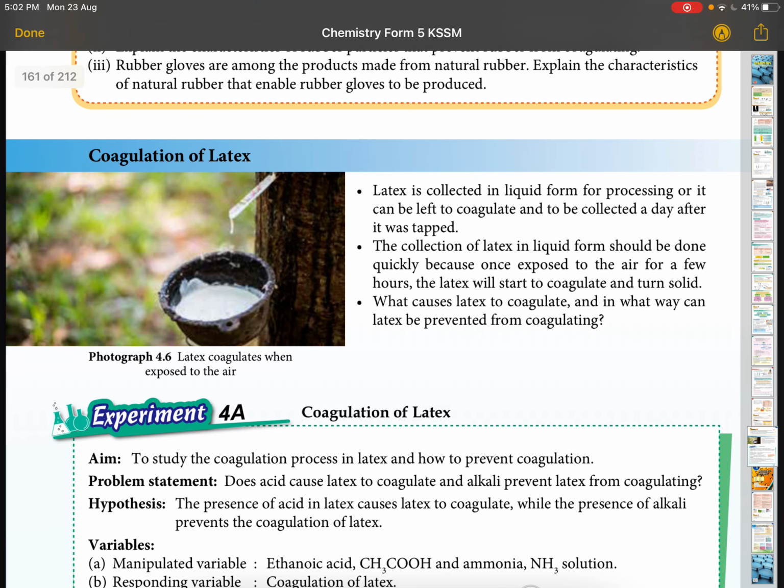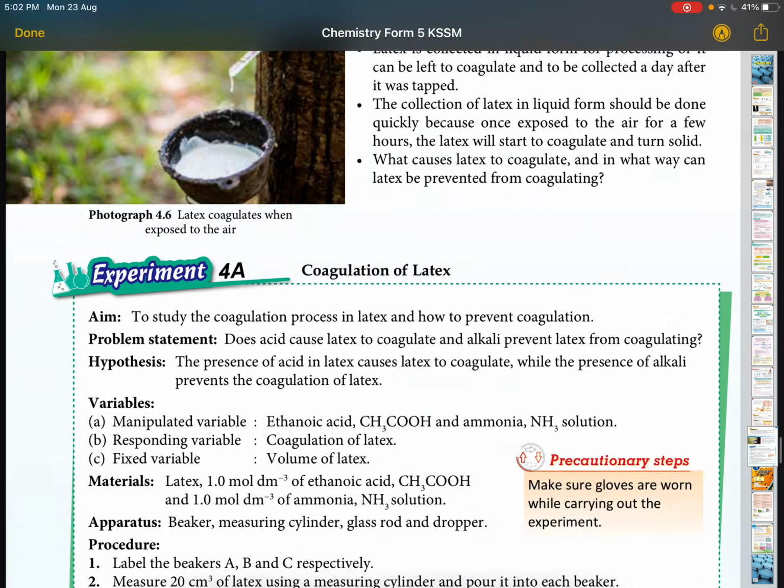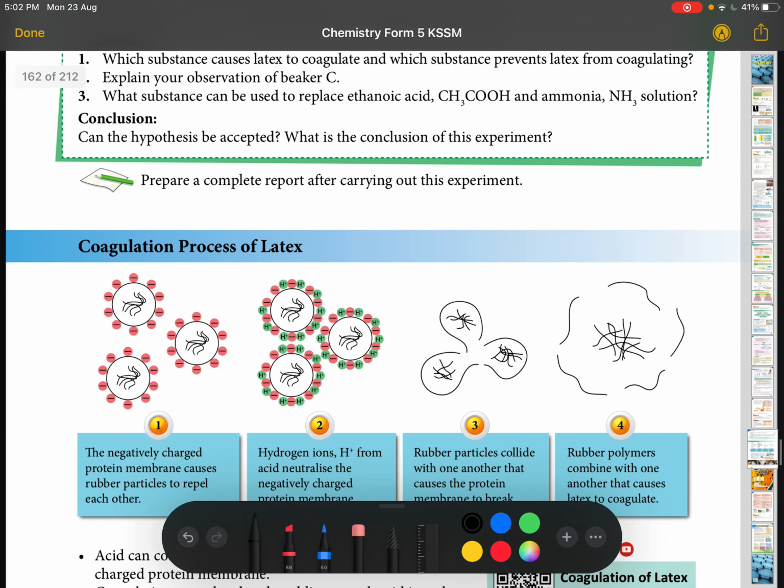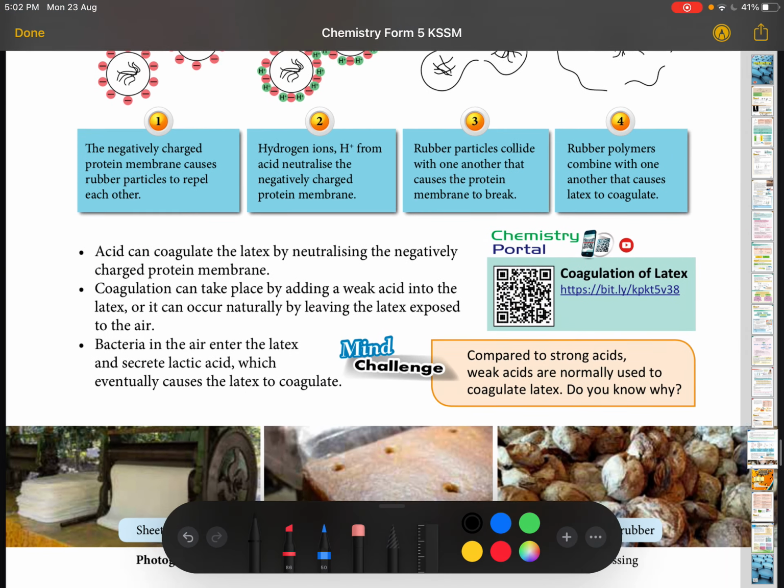You can collect it in liquid form, as I said earlier. It's very liquidy. It is not that pekat, thick. But it can become thick if you leave it alone for a while. So what happens here? Why does it suddenly coagulate? This thing is called coagulation. When it becomes thick, it's called coagulation. So why?